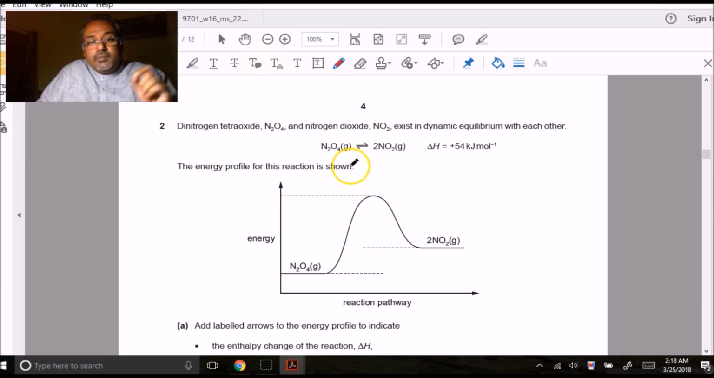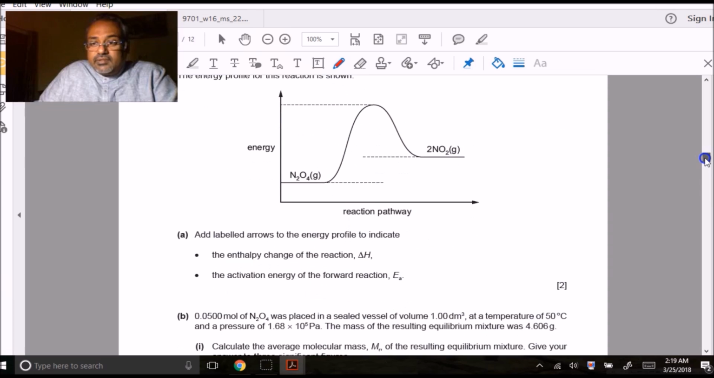Let's have a look at the second question. We have an equilibrium established between N2O4 and NO2. The enthalpy change is positive 54, which means the forward reaction is endothermic. An energy profile diagram is mentioned, and the question asks us to add labeled arrows to the energy profile to indicate enthalpy change. Well, enthalpy change is the difference between the energy of the reactants and the energy of the products. So this difference here is the enthalpy change, and I'm going to label this as delta H.